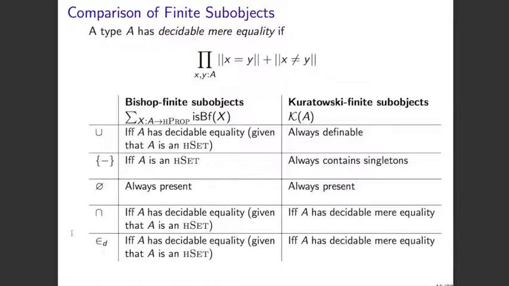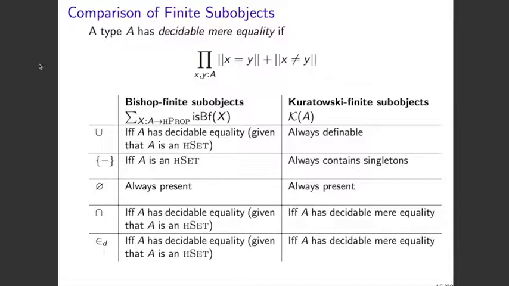So, for instance, we can show that all the singletons are Kuratowski finite, because the singleton is a constructor for the data type K of A. For Bishop finite subobjects to be closed under singletons, it is required that the underlying type is an h-set. That is, the type A shouldn't have any higher paths. For an h-set A, if we want Bishop finite subobjects to be closed under union, we need to have decidable equality. But for Kuratowski finite subobjects, this operation is always definable, as it is a constructor.